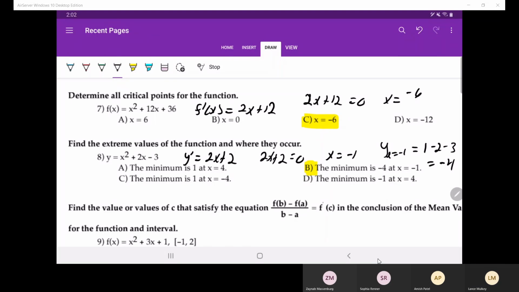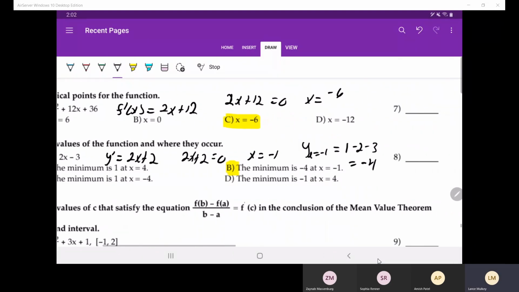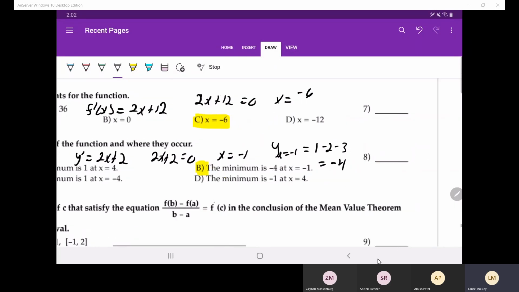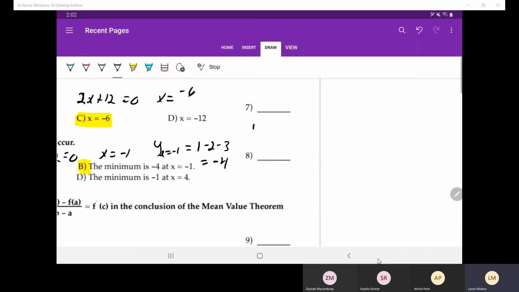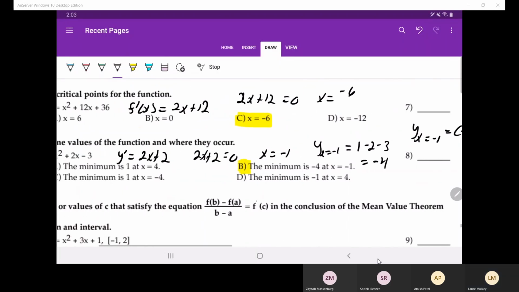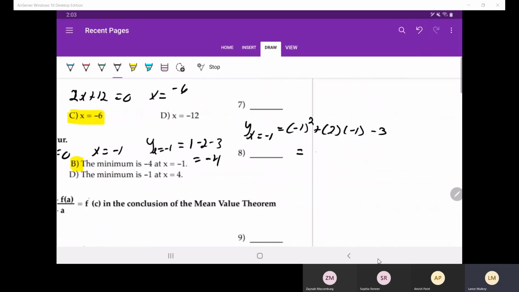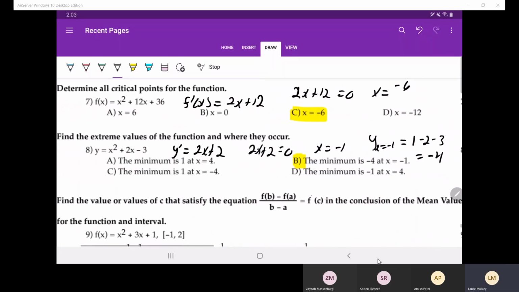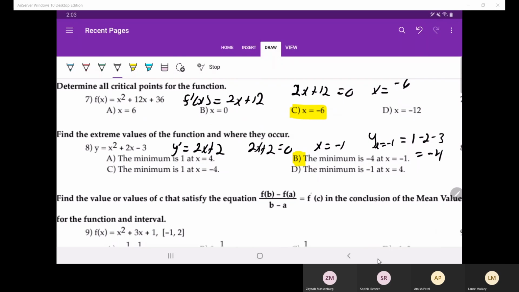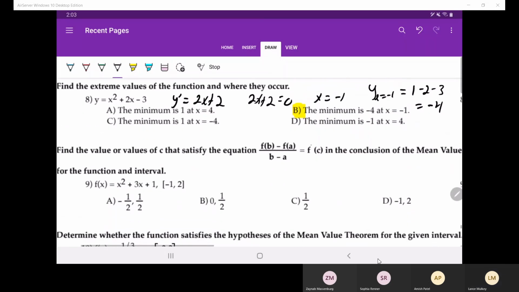Everybody clear there? I just plugged in -1 to the equation, so we didn't have much room. So let's do y at x equals -1 equals -1 squared plus 2 times -1 minus 3. Yeah, which equals 1 minus 2 minus 3 equals -4. Any other questions? All right.